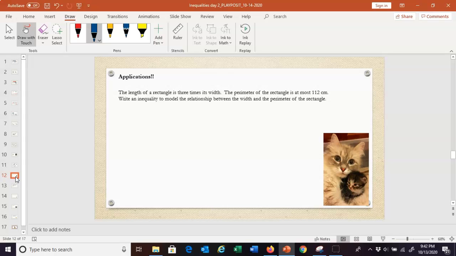Let's get to our application questions for our inequalities. A lot of this should hopefully look familiar because we're going to be doing some translating. Remember we did some translating with expressions and equations. So we're also going to do translating with inequalities. Remember, that's turning English words into math symbols.